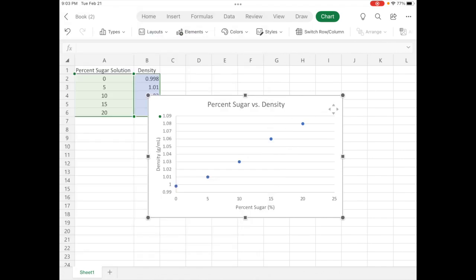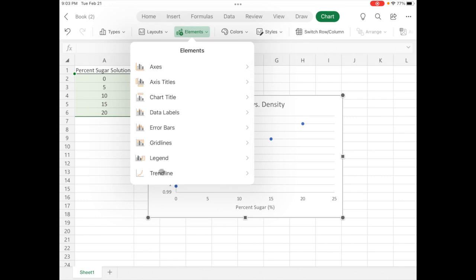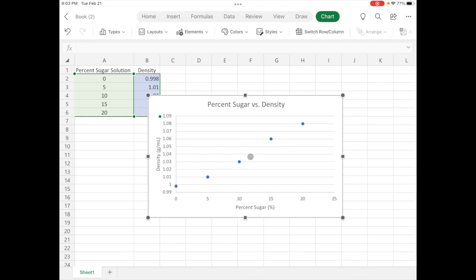The last thing I'm going to do is add a trend line. The not very good thing about Excel on the iPad is that you cannot show an equation, but we really don't need an equation, though it does make it kind of nice for answering the next question. So I'm going to click on Elements again, and go down to where it says trend line. If I click back to my graph, it should look something like a straight line, our data. That's because percentage sugar and density are proportional to one another. The higher the percentage of sugar, the more dense that solution is.